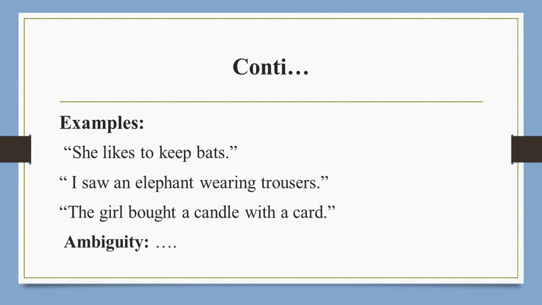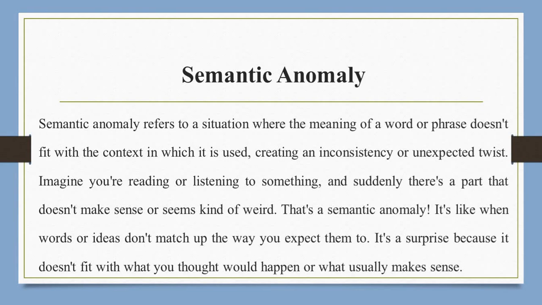Now let's talk about anomaly. So you will get to know a clear difference between ambiguity and anomaly. Semantic anomaly refers to a situation where the meaning of a word or phrase doesn't fit with the context in which it is used, creating an inconsistency or unexpected twist. Now imagine you're reading or listening to something and suddenly there's a part that doesn't make sense, seems kind of weird. That's semantic anomaly. It's like when words or ideas don't match up the way you expect them to. It's a surprise because it doesn't fit with what you thought would happen or what actually makes sense.